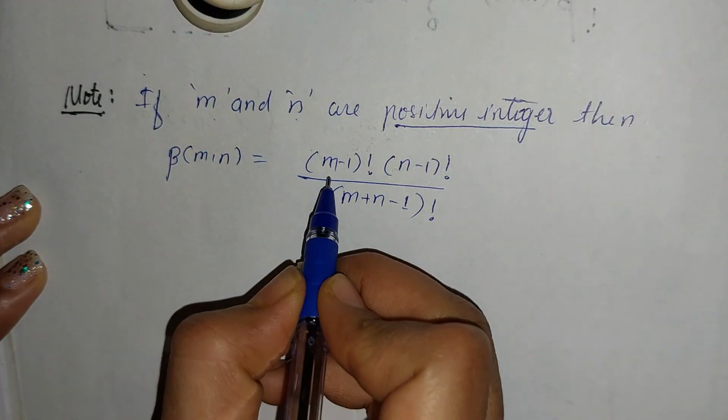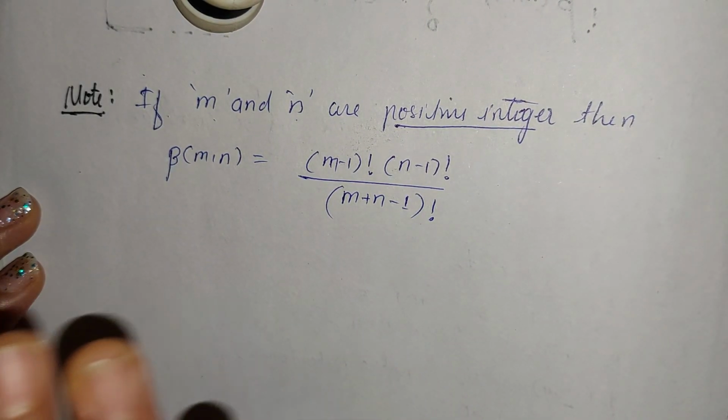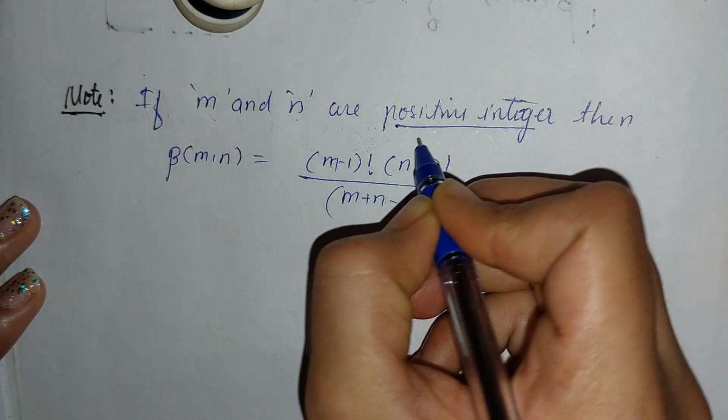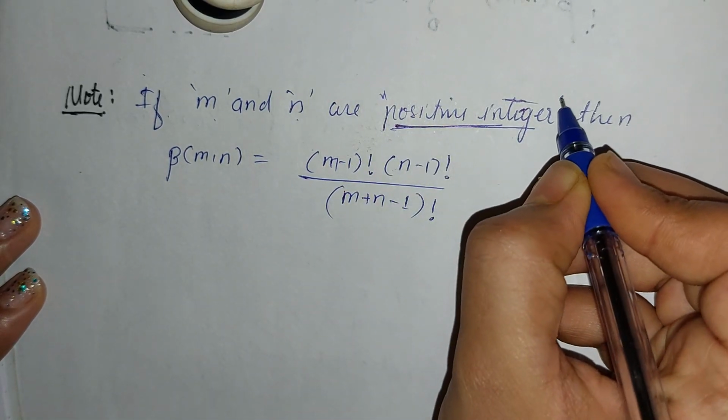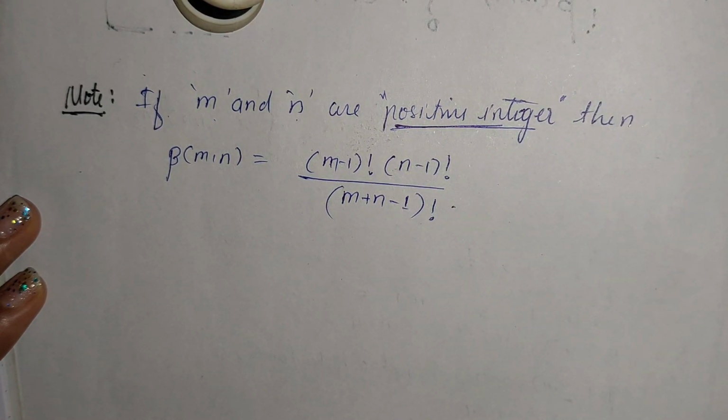Here see, m should be positive, it should not be in fraction form, and it should not be negative at all. It should be positive and an integer. This you should underline and keep in mind. Then only you should work with this formula.